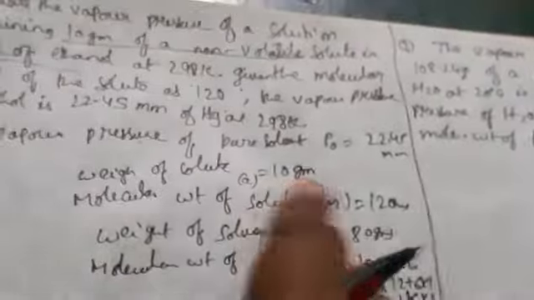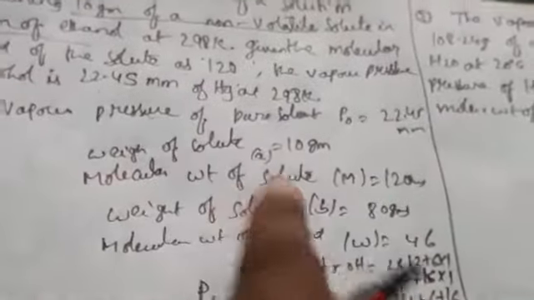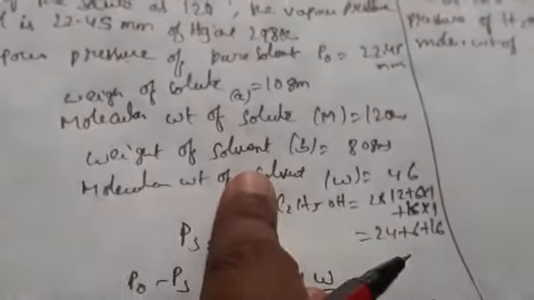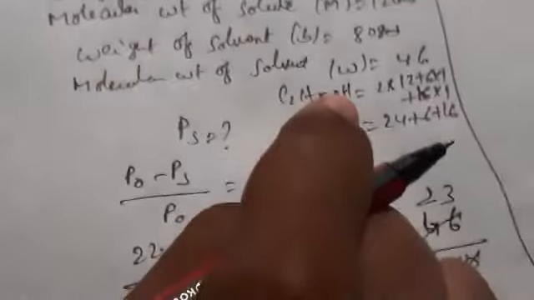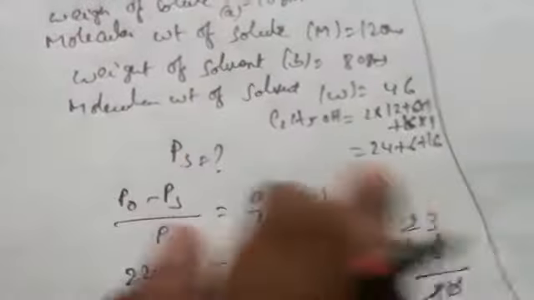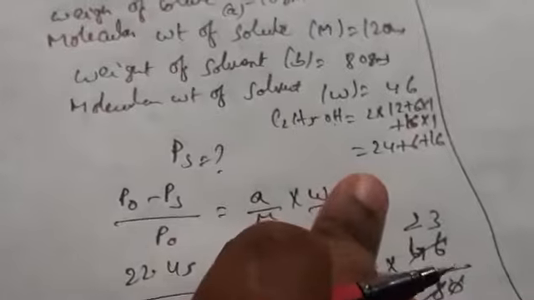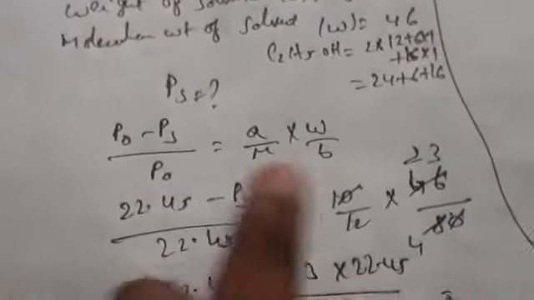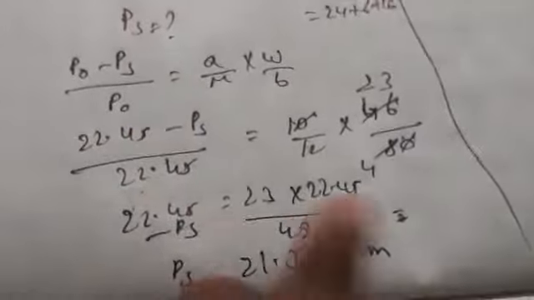He has given vapor pressure of pure solvent P naught in the question, weight of the solute, molecular weight, and also weight of the solvent, molecular weight also. So when you write all this and do this calculation, we are getting 21.378 mm.